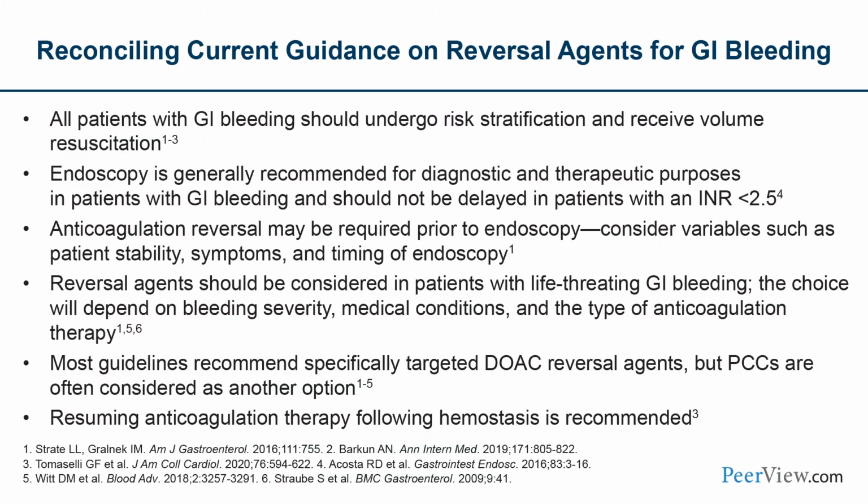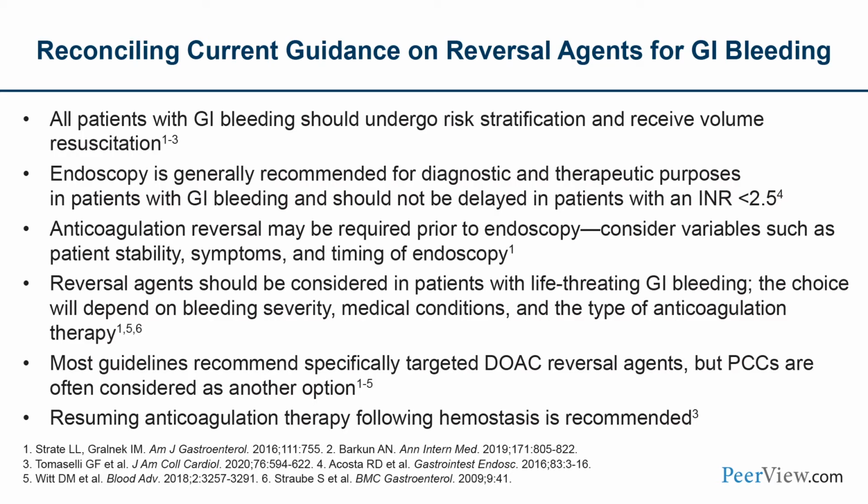All patients who present to the hospital with GI bleeding should undergo risk stratification and, if required, should receive volume resuscitation. Almost every patient should undergo endoscopy, and the real question is, how urgent is that? In a patient who's truly exsanguinating, it may be more urgent. If a patient is stable, it may be delayed for the next day, because all GI bleeds are caused by a lesion in the GI tract. They aren't caused by the anticoagulant. The anticoagulant just makes the bleeding source easier to identify.